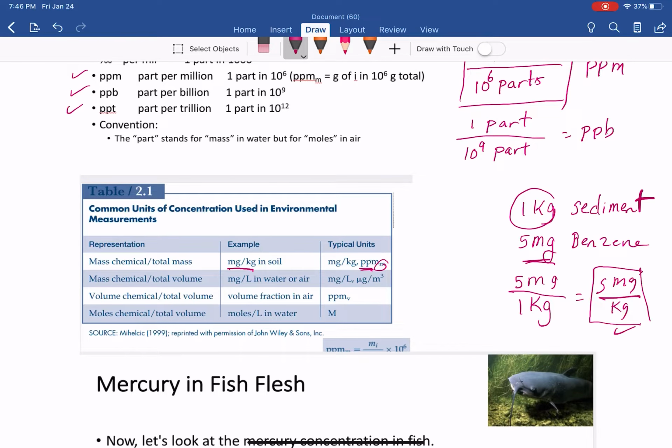For water and air, we use milligram per liter. Milligram of pollutant per liter of water. Let's say that we took 1 liter of seawater. We took it to the lab, and by the way, this is soil, and this is water, or seawater, or liquid. And I told the engineer, tell me how many milligrams of benzene inside this 1 liter. She told me that there is 5 milligram of benzene.